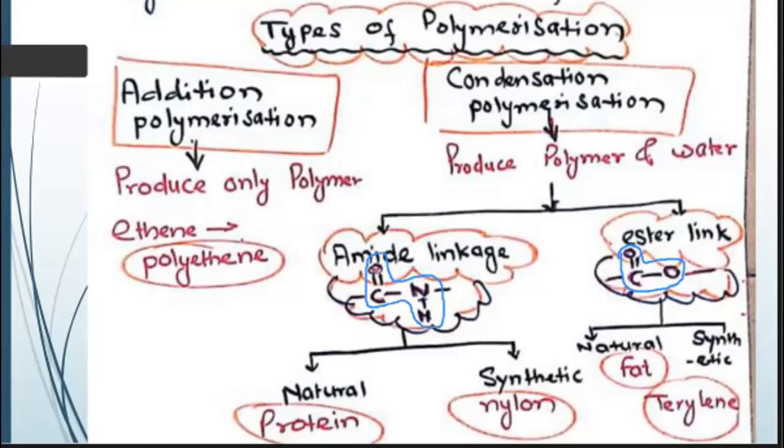With the amide linkage, we can have naturally occurring polymers, right? For example, proteins, carbohydrates, and your fats. These are naturally occurring polymers. Synthetic polymers are man-made polymers. Under our amide linkage, a natural example would be protein. For the synthetic version, we have nylon. Under the ester linkage, naturally occurring would be fats, and under the synthetic version, terylene is an example of that ester linkage.